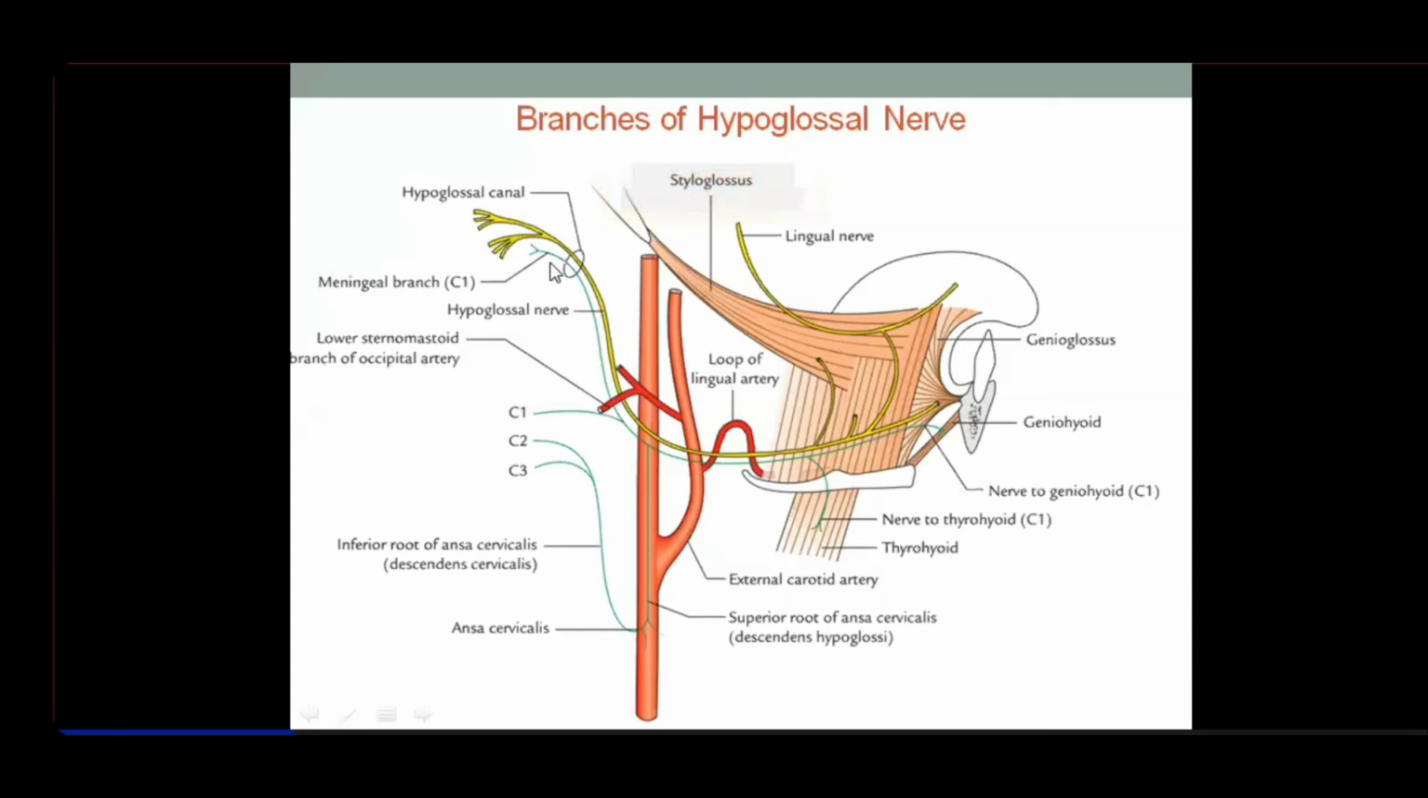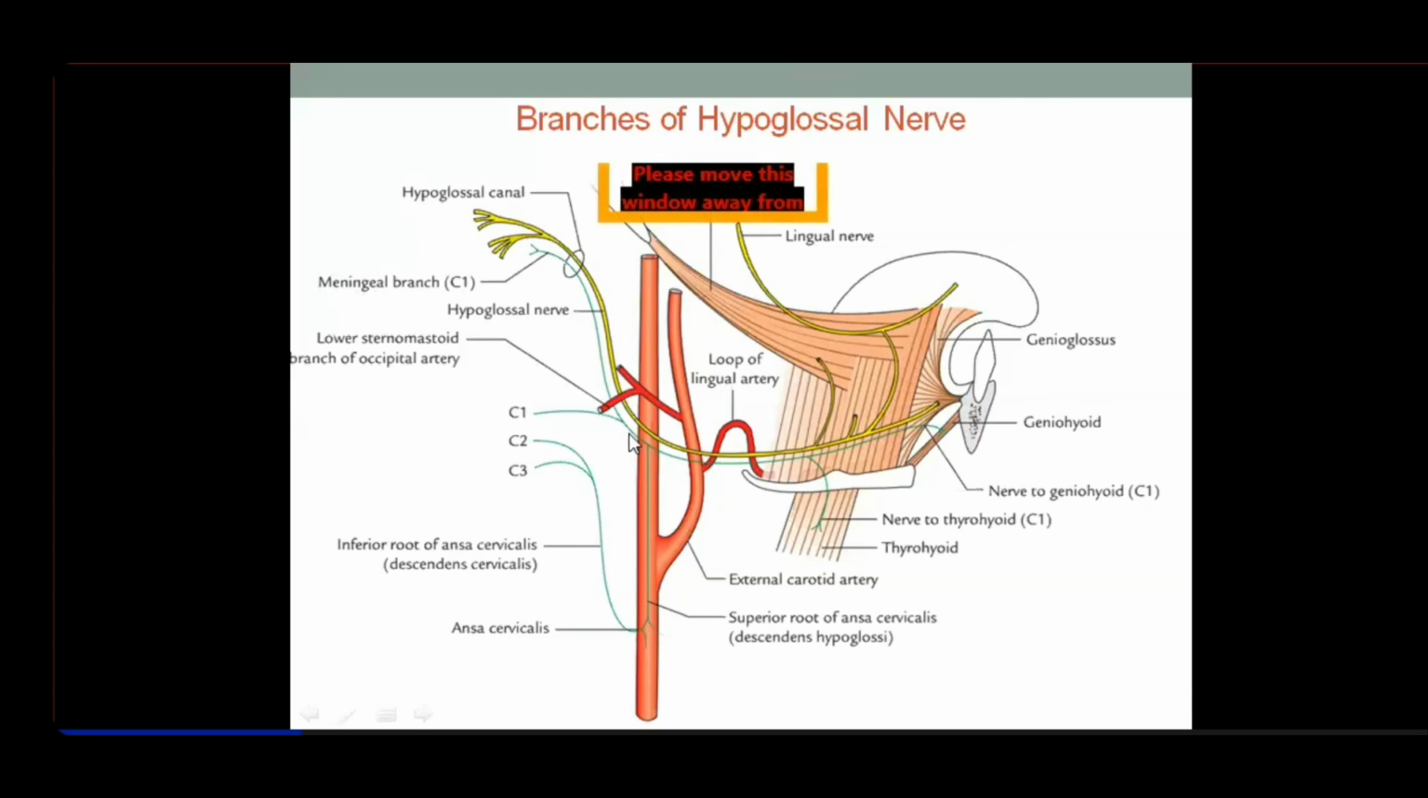will give a branch called the meningeal branch of the hypoglossal nerve. It will be called the meningeal branch of the hypoglossal nerve, but it does not have fibers from the hypoglossal, because hypoglossal is a pure motor nerve, right? It has no sensory components, but the sensory fibers within this nerve are from the C1 segment. That's why the meningeal branch will ascend back into the hypoglossal canal and will supply the dura in the anterior portion of the posterior cranial fossa, and it will supply not only sensory fibers but also sympathetic fibers, right? So that is the meningeal branch.